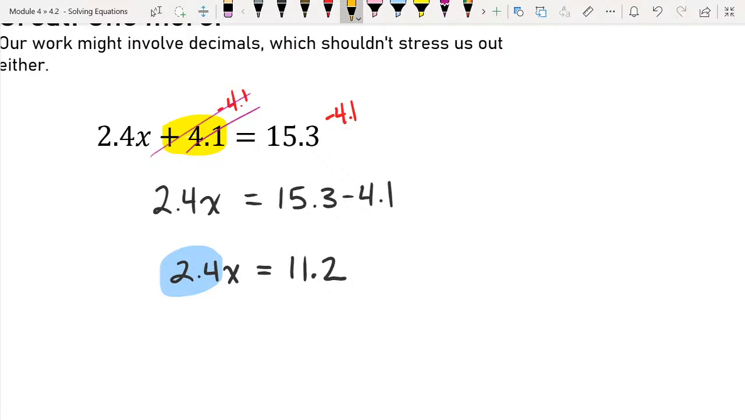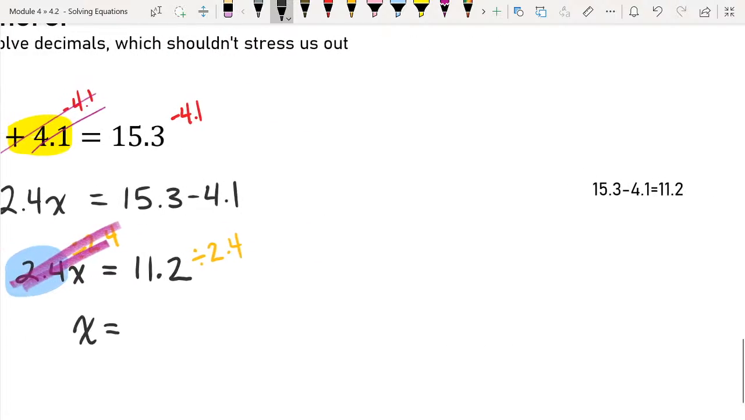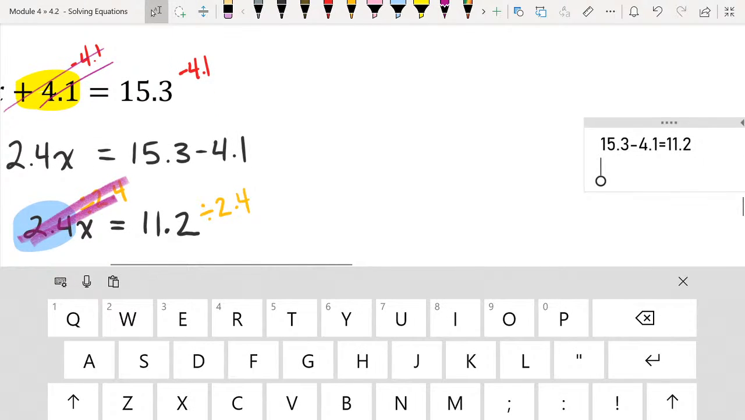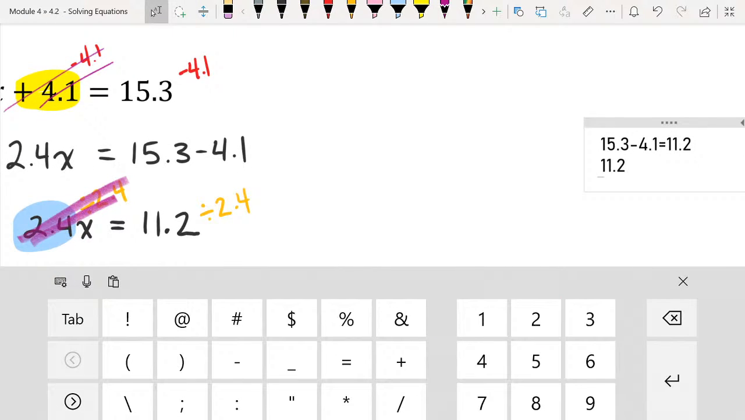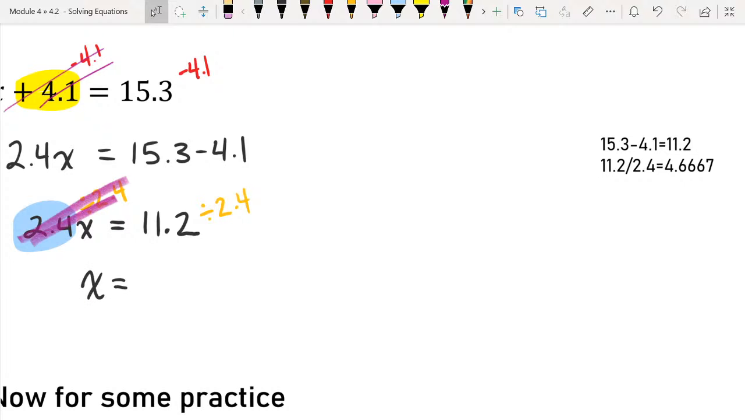I mean, the opposite of multiplying by 2.4 is dividing by 2.4. And if we divide that side, we got to divide this side. You got to treat both sides fairly, equally. So those will cancel, and we will end up with x being equal to, well, I don't know about you, but I don't know my 2.4 times table, so I'm going to have to use a calculator for that for sure. So we'll say 11.2 divided by 2.4. Just off the face of it, this should be like, I don't know, 4.3 maybe? Something like that. Let's see. 4.6. There we go.